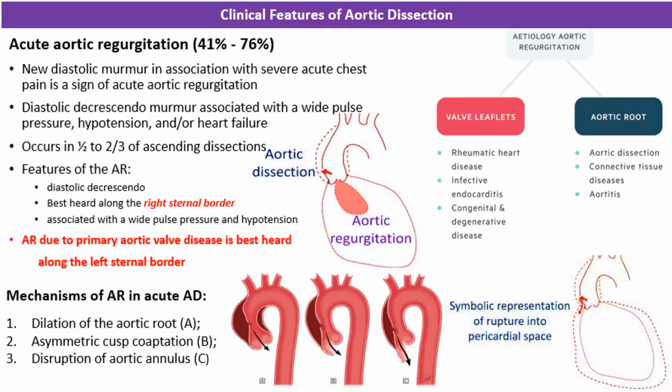Characteristically, it is a diastolic decrescendo murmur associated with a wide pulse pressure, hypotension, and/or heart failure. Acute aortic valve regurgitation occurs in 1/2 to 2/3 of ascending dissections. The murmur of aortic regurgitation related to aortic dissection is most commonly heard along the right sternal border, as compared with the left sternal border for aortic regurgitation due to primary aortic valve disease. The duration of the diastolic murmur may be quite short due to rapid ventricular filling and early equilibration of aortic and left ventricular diastolic pressures.